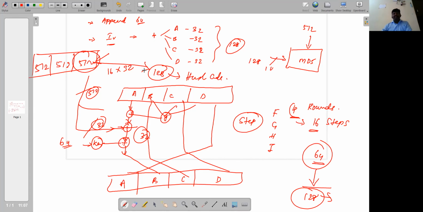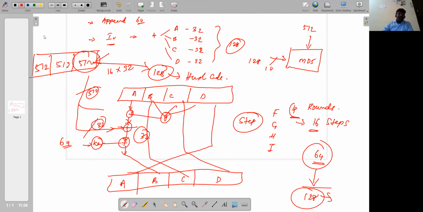I hope this is clear. This is a quick recap of the MD5 algorithm, which is the base for all the SHA and other hash functions. Any queries regarding the MD5 algorithm that I just recapped or revised? If you have any queries, quickly write them in the chat box. Okay, thank you for your acknowledgement.